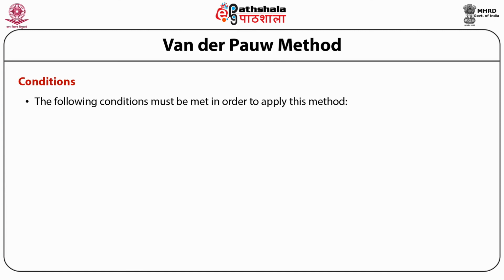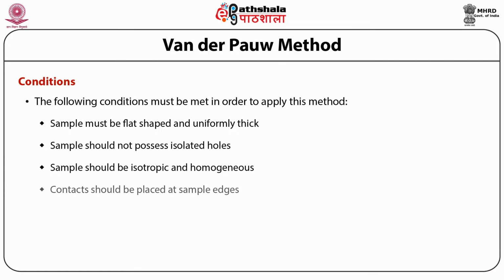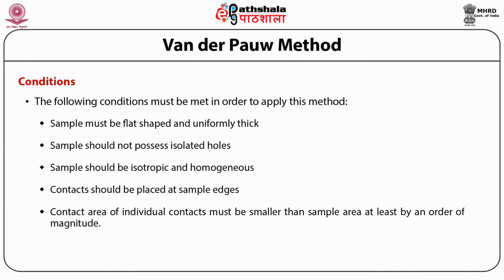So first, the sample must be flat shaped and uniformly thick. Sample should not possess isolated holes. Sample should be isotropic and homogeneous. Contacts should be placed at the sample edge. And lastly, the contact area of each individual contact must be smaller than the sample area, at least by an order of magnitude.